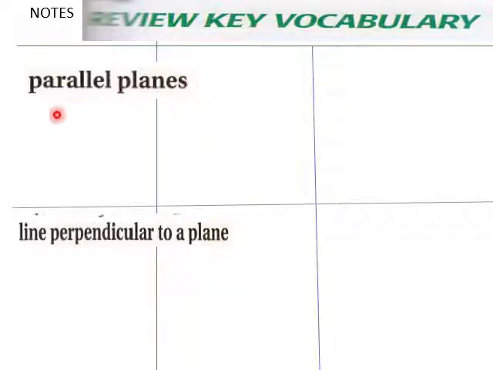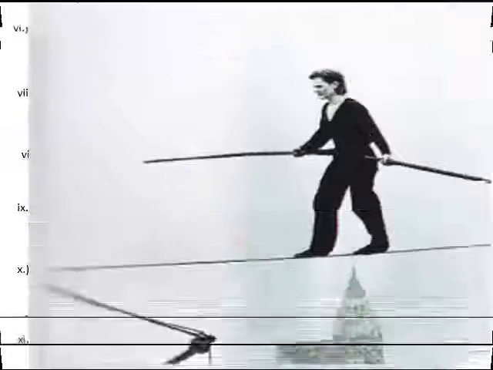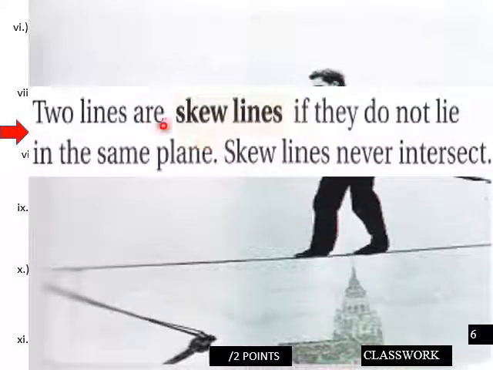And then vocabulary, define parallel line, students, in your own words. And then a line perpendicular to a plane, students, describe that. Two lines are skew if they do not lie in the same plane. Skew lines never intersect. So this guy's bouncing bar and the line here that he's walking on, they would be skew lines.